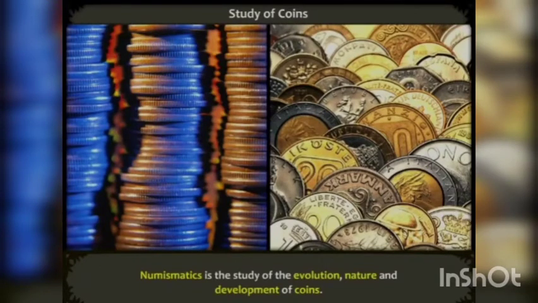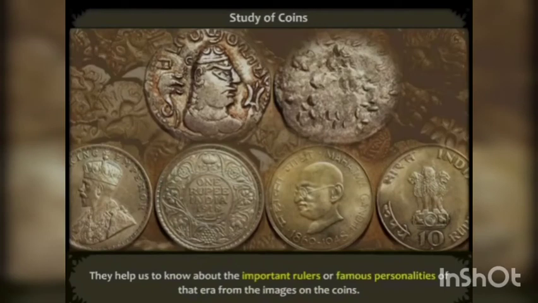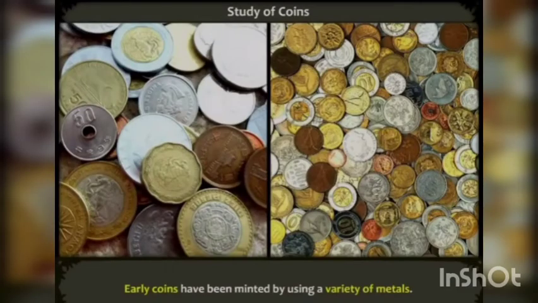Coins help us to know about the names of the kings. And then from that coin, we know about the period of the rule of the king. Coins were made by variety of materials, dears, like gold, silver, copper and aluminium.